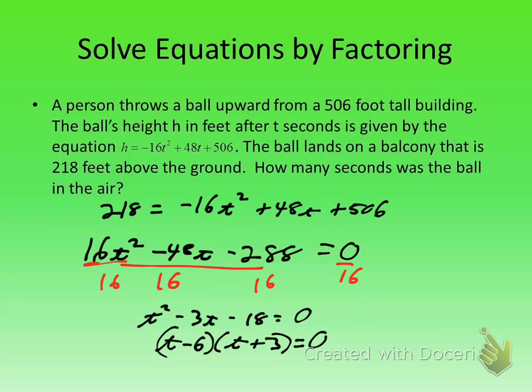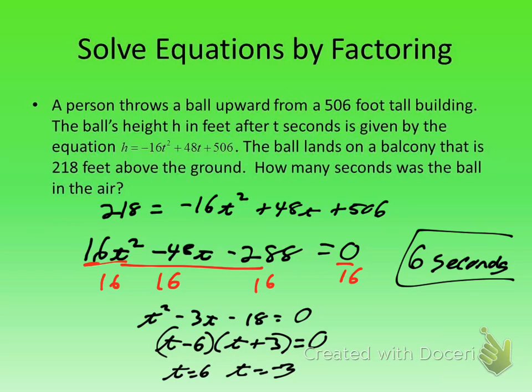Split them off, right? Move them to the other side. So t equals 6. t equals negative 3. So now answer the question. How long was the ball in the air? 6 seconds. 6 seconds. What do you do with the negative 3? You forget about it. Because time cannot be negative.